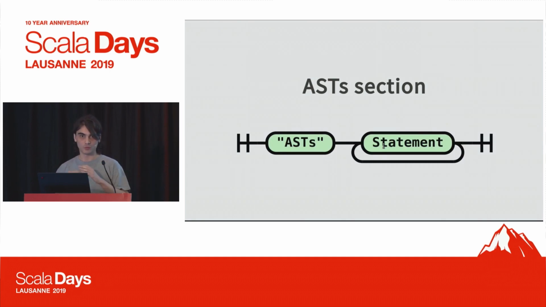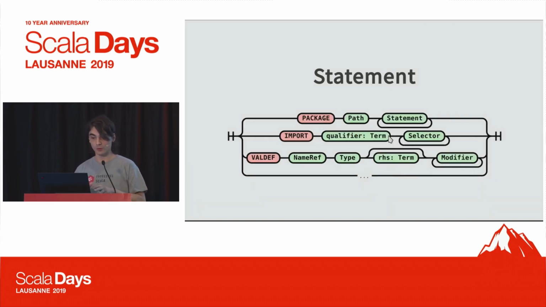Okay, now we get to the meat of the tasty format, the tasty meat, which is the abstract syntax tree section. So it starts with a string, which isn't really a string. It's going to be an index in the name table, but you get it. And then a bunch of statements. And a statement, I'm not going to show all of them because there's a bunch of them, but those are basically the trees of the format. So you can have a package tree to represent a package, an import tree, a tree for defining a val. And those are very close to how they are represented internally by the compiler. So for example, a val has a name, it has a type, it may or may not have a right-hand side because it might be abstract, and it can have modifiers like private, that kind of thing.